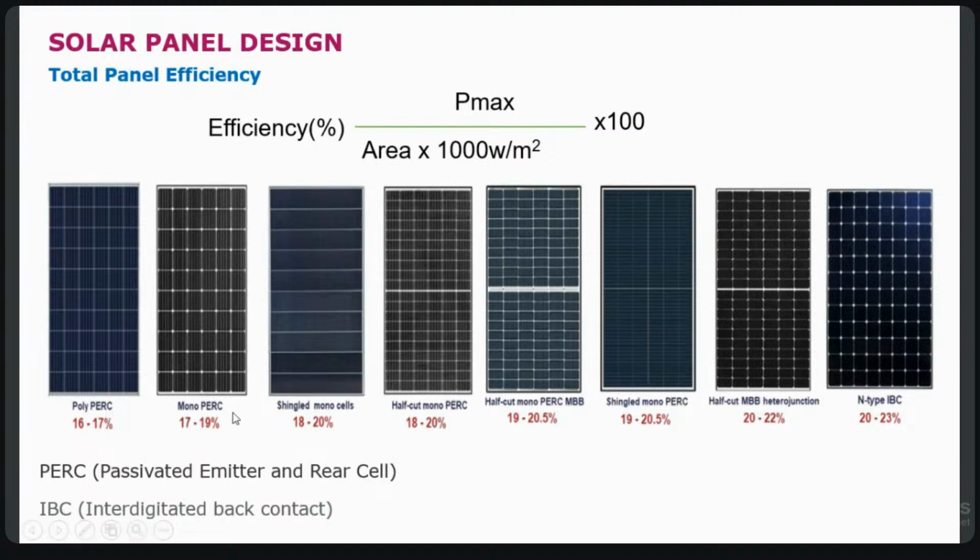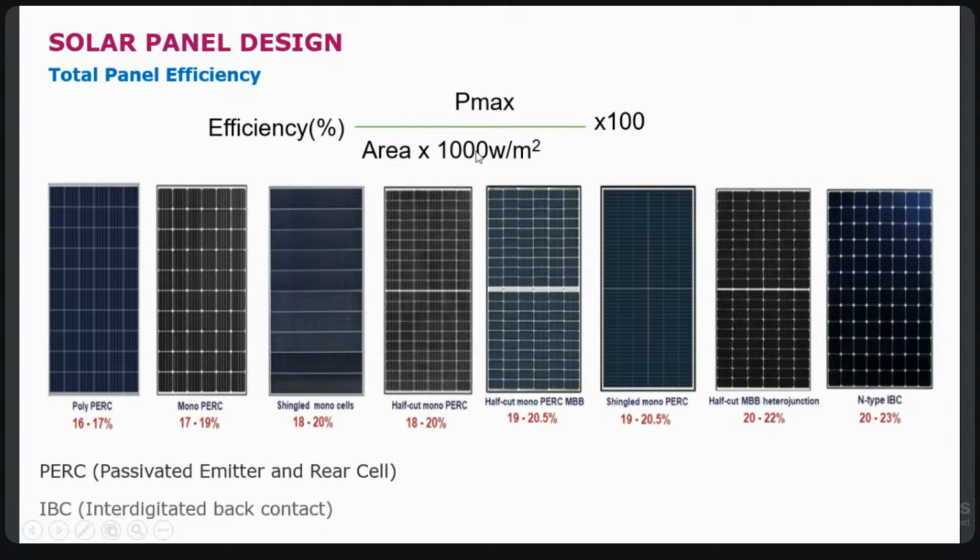So the percentage of panel efficiency is nothing but the maximum power output. For the maximum power output, the single model I already told is like 340 watts, divided by the area times 1000 watts per meter square.